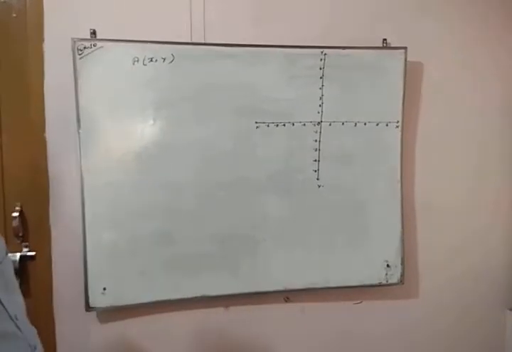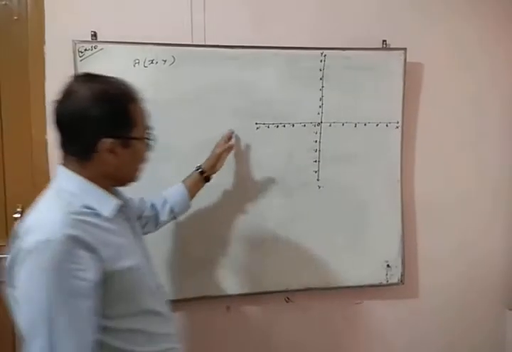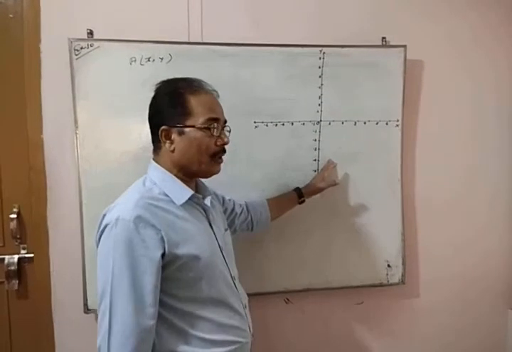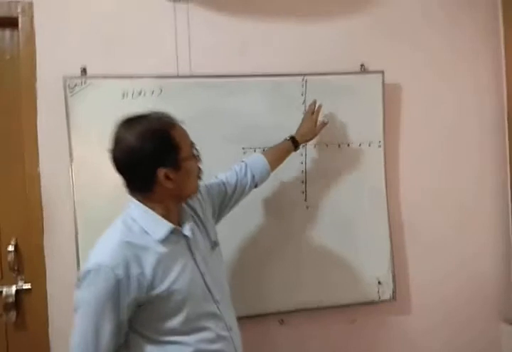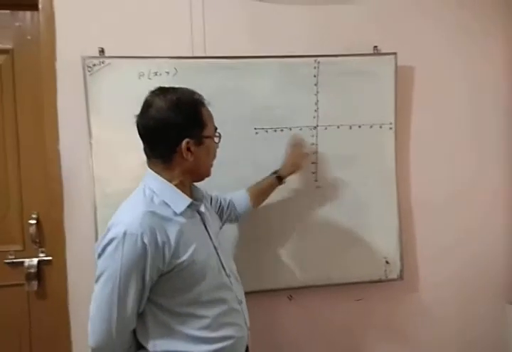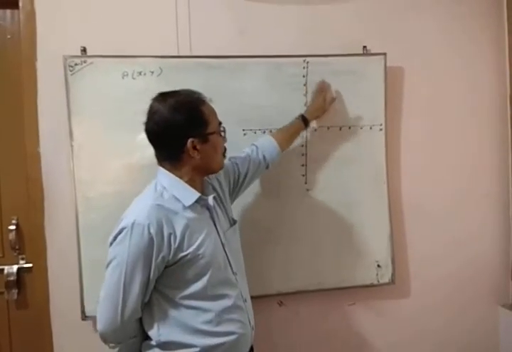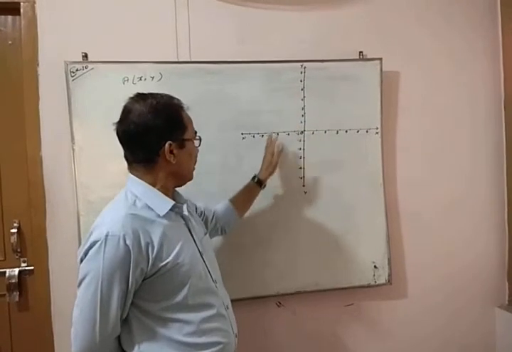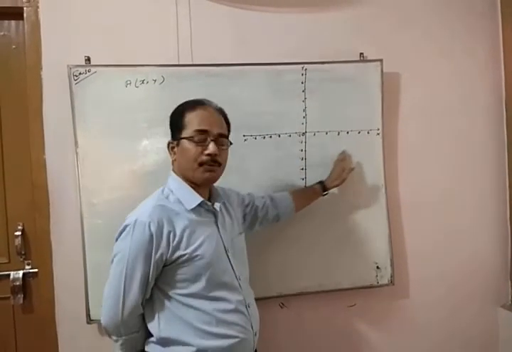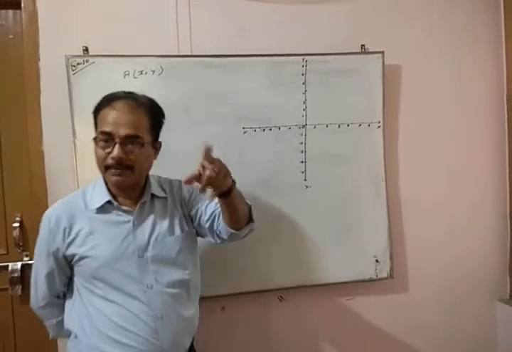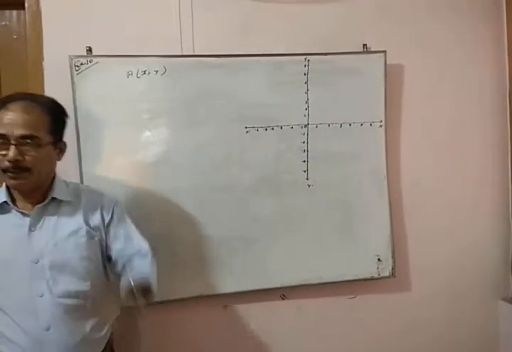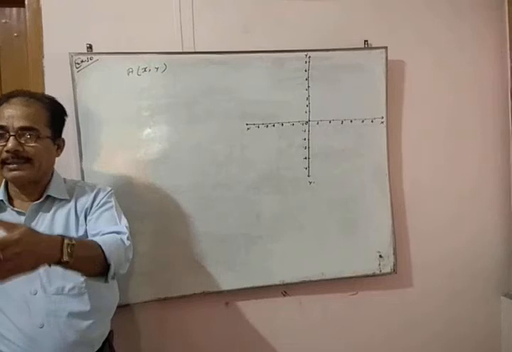As soon as the horizontal x-axis and the y-axis are drawn, the whole plane is divided into 4 sectors. This is your first sector, second, third and fourth. These are known as the first quadrant, second quadrant, third quadrant, and this is your fourth quadrant.